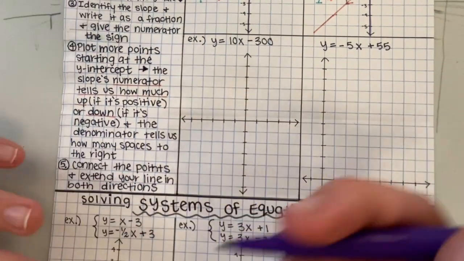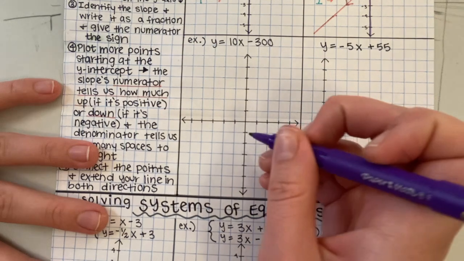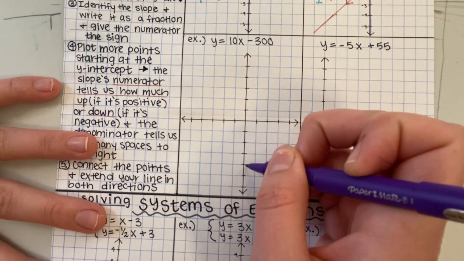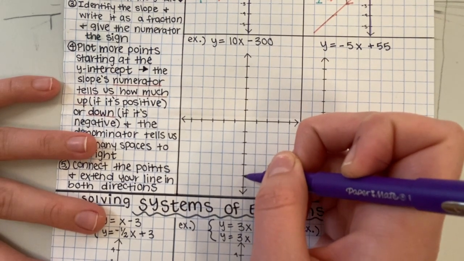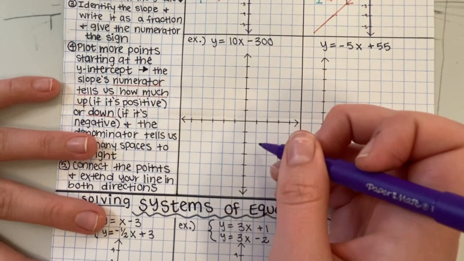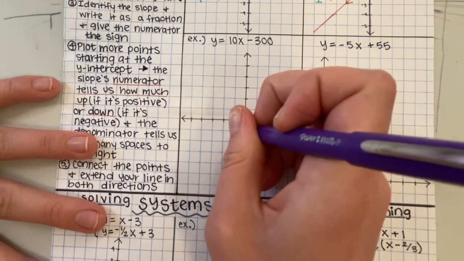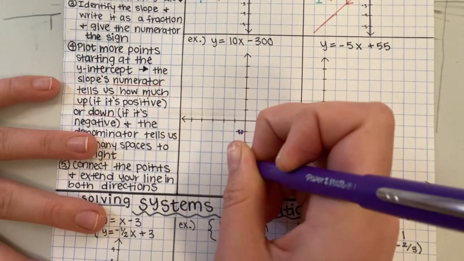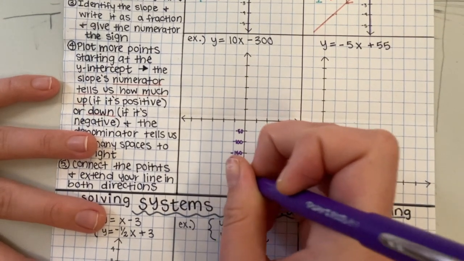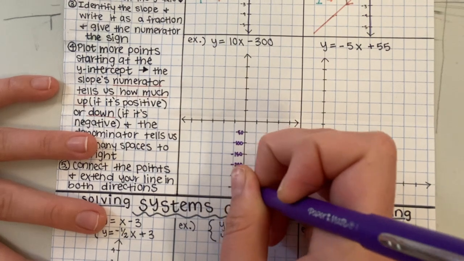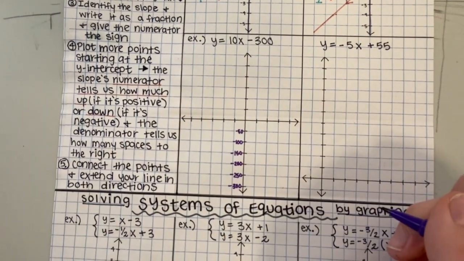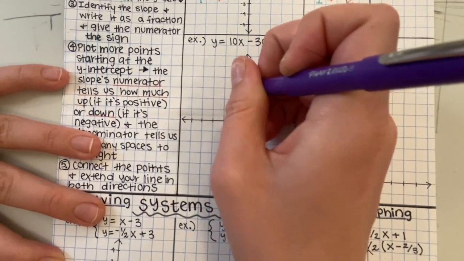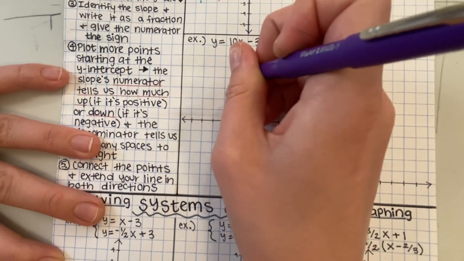So for me, I'm thinking 50s, because if I count by 50s, I have -50, -100, -150, -200, -250, and then -300. So that would fit my y-intercept. So that is what I'm going to count by. What I need to do is also create a scale for my x-axis. So let me finish labeling this one.